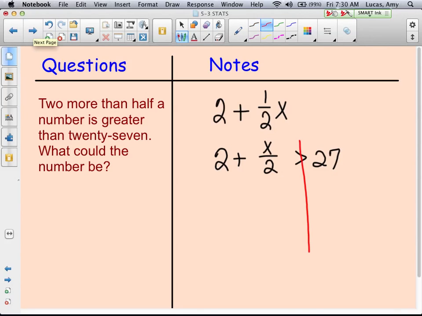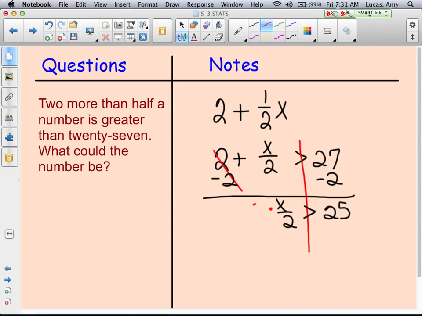If I solve this, I subtract my 2 first. So x divided by 2 is greater than 25, and then I multiply my 2 on both sides, so x is greater than 50. So what could the number be? Anything greater than 50.